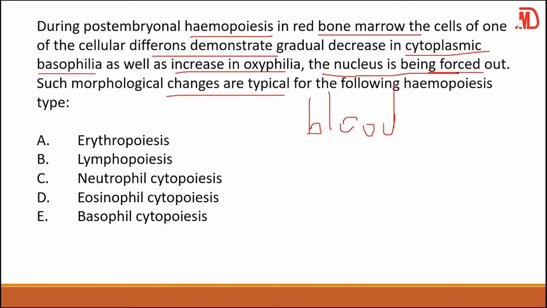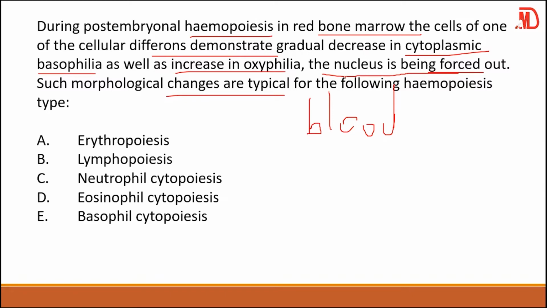Which cell doesn't have a nucleus? And your answer is what? Red blood cells. Red blood cells do not have what? Nucleus. And that's what they're saying, that eventually there was a decrease in the production, or there was a problem with it. Why? Because the nucleus is being forced out of the cell.